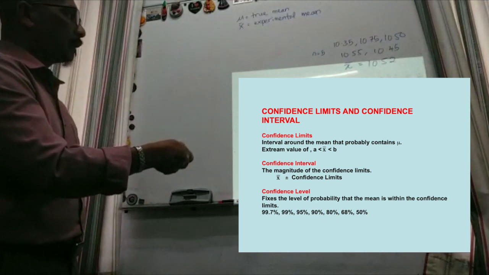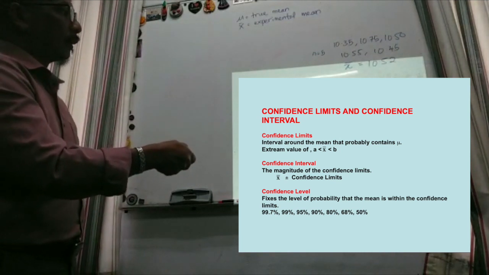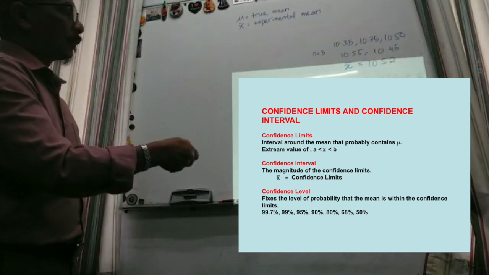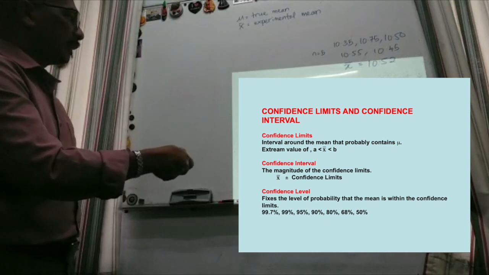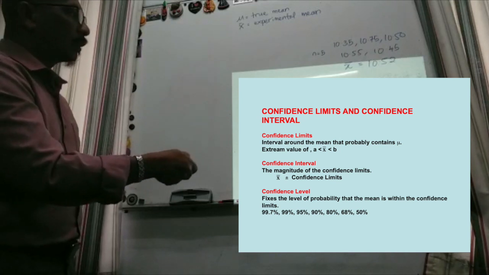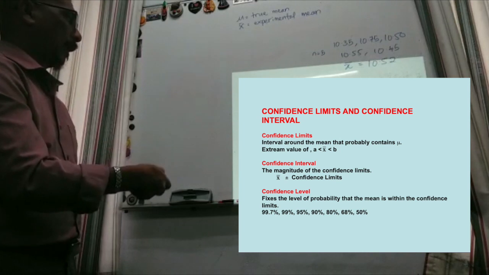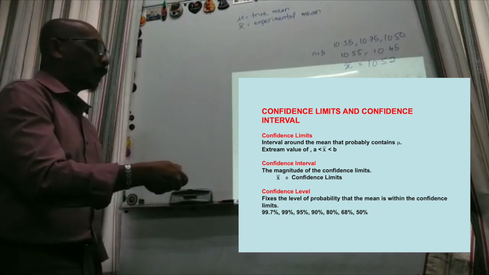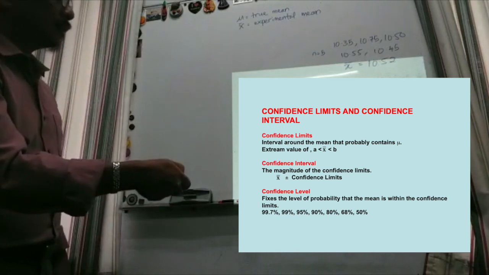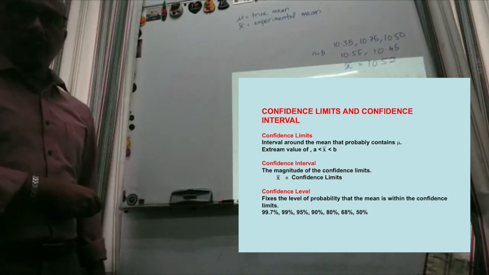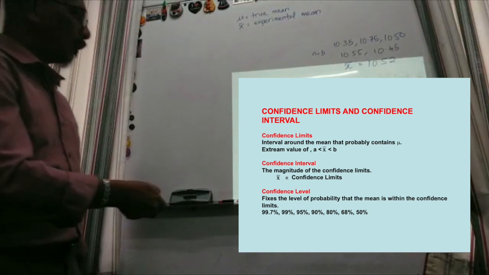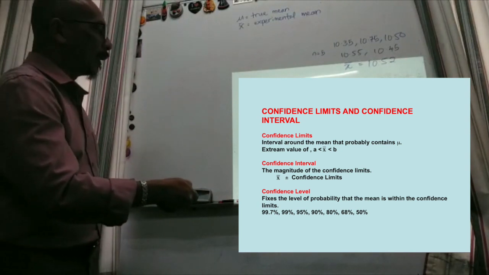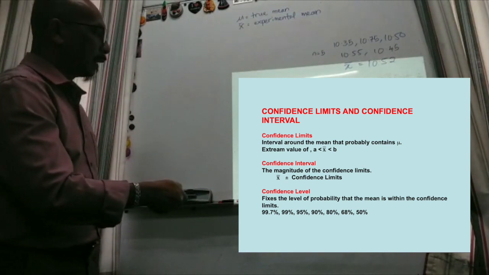So the extreme value is a limit for this one. Okay. And then confidence interval is the magnitude of the confidence limit. And then confidence level fixes the level of probability that the mean is within the confidence limit. Normally we set our confidence limit from 90% to 99.7%.